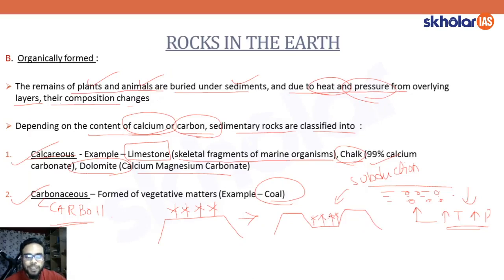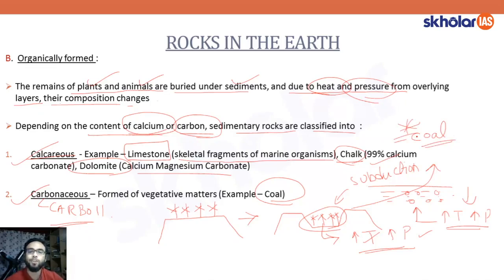So this vegetation that you see here will now come under increasing heat, that is temperature, as well as increasing pressure, and under this increasing temperature and increasing pressure, what will happen? It will undergo chemical and physical changes, resulting in formation of what kind of rock? We get coal. Understood how we get coal? Fine. So this is about your organically formed sedimentary rock.